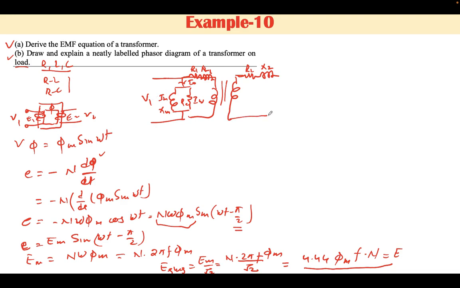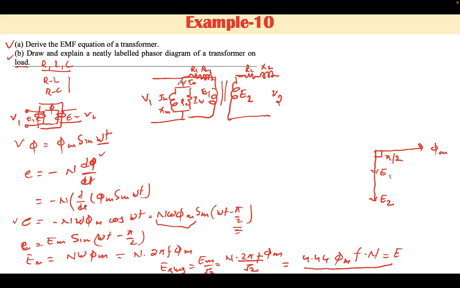Here the applied voltage is V1, here it is V2. The EMF developed in the secondary is E2, the EMF developed in the primary is E1. By definition, we know the EMF developed in the primary or secondary winding lags the flux by an angle of pi by 2. Let's consider flux as the reference, that is phi m. The EMF developed in the primary is E1. The EMF developed in the secondary is E2. Because both EMFs are due to the common flux, both will lag the given flux by an angle of pi by 2.